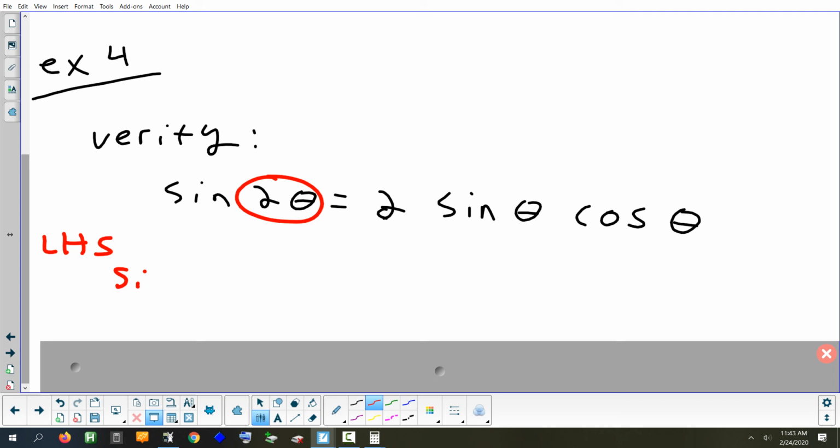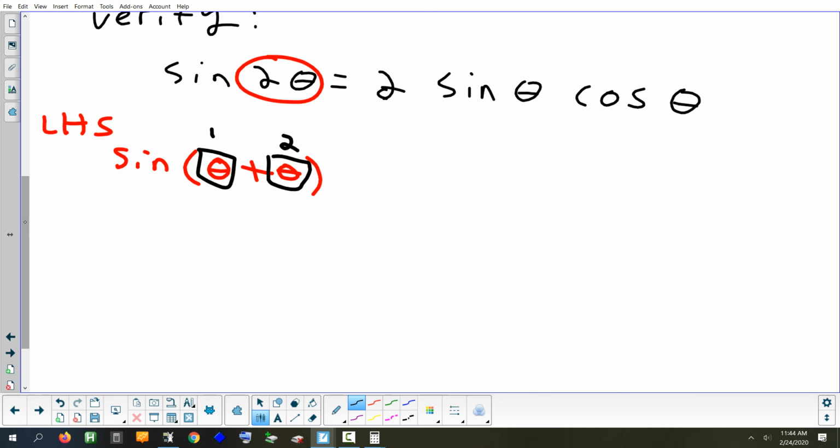So let's think of the left-hand side like that. That's the left-hand side, theta plus theta. That's a sine-sum identity. I just taught you guys that identity. This is the first. This is the second. The first and the second are the same. So let's see if we can write it out.